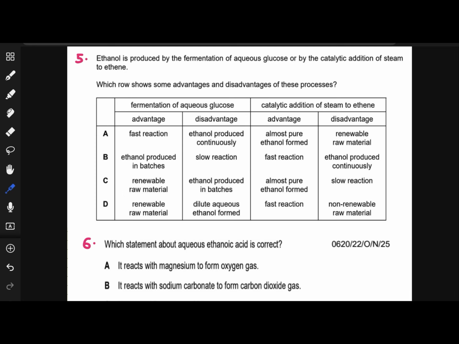It says that ethanol is produced by the fermentation of aqueous glucose or by the catalytic addition of steam to ethene. Which will show some advantages and disadvantages of these processes. Now the question is asking us about the 2 main methods of preparing alcohol and asking us to consider the correct advantages and disadvantages of these processes. Here we have 2 groups. The first one is of the fermentation process and the second one is of the addition reaction.